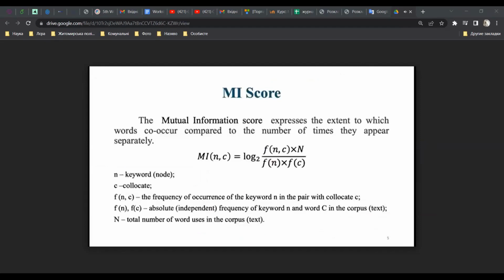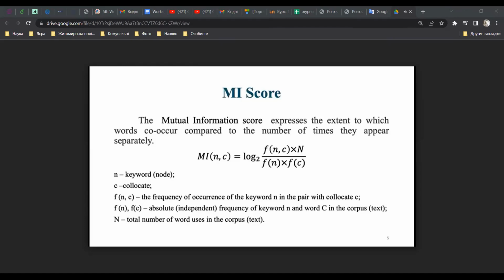The mutual information score expresses the extent to which words co-occur compared to the number of times they appear separately. This is the MI formula. Here, N is the keyword, C is the collocate, FNC is the frequency of occurrence of the keyword N in the pair with collocate C. Fn and Fc are the absolute frequencies of keyword N and the word C in the corpus, and the total number of word uses in the corpus.